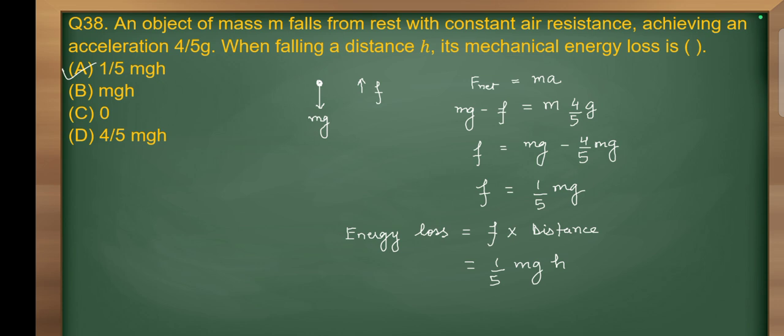Since the object is moving in the downward direction, mg minus f will be equal to mass times acceleration. Here acceleration is given as 4 by 5 g. So the friction force f will become mg minus 4 by 5 times mg, so the friction force will be equal to 1 by 5 times mg. Here we need to calculate the total mechanical energy loss. The energy loss is equal to the work done, which is force times displacement. Here we are calculating energy loss due to the friction force, which is 1 by 5 mg, and the distance is h. So according to this, option A is correct.